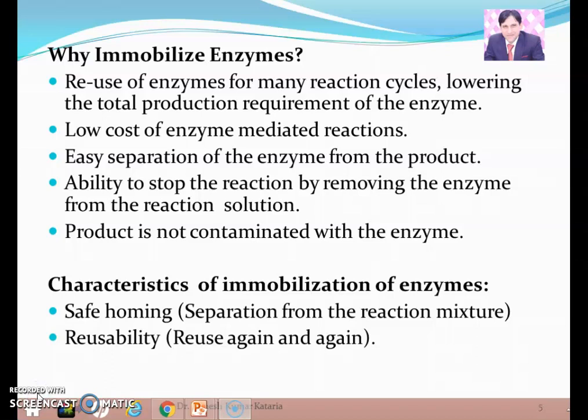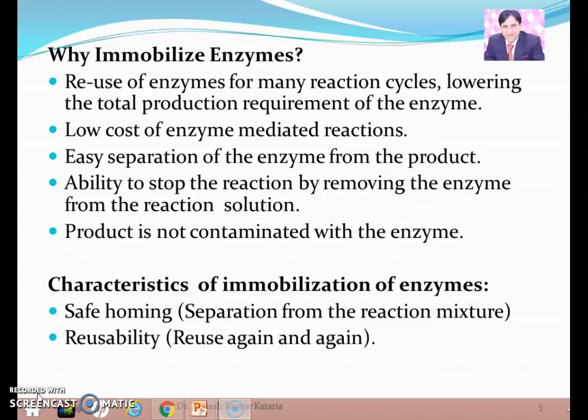We must know the importance, right? Reuse of enzyme for many reaction cycles lowers the total production requirement of the enzyme. Low cost of enzyme-mediated reaction, as enzymes are being reused. Easy separation of enzyme from the product because they are either in or on the surface. They can easily be separated from the reaction mixture.